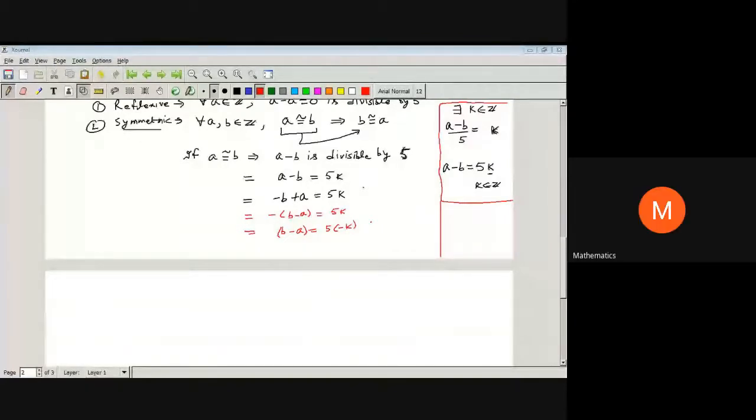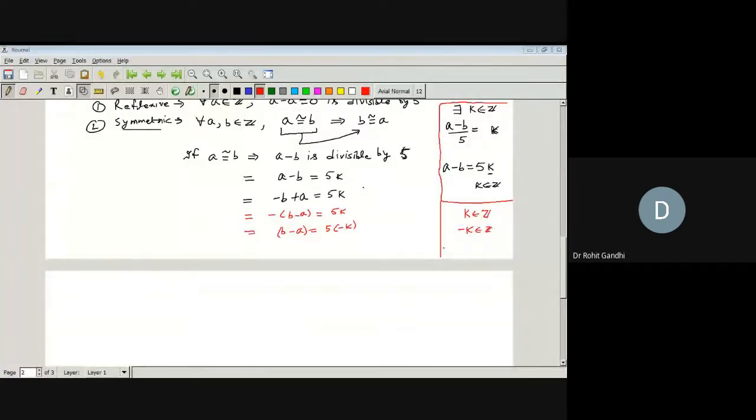So Kanika, k is an integer, right? We don't know what a and b are, but the only thing we know is that their difference is divisible by 5. So it can be negative or positive, depending on a and b. But we know that k is an integer. So what should minus k be? Minus k is also an integer.